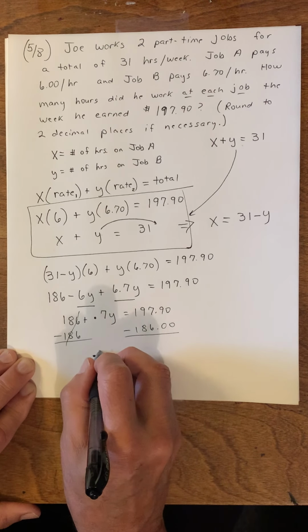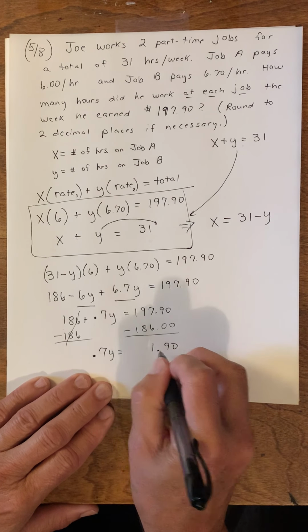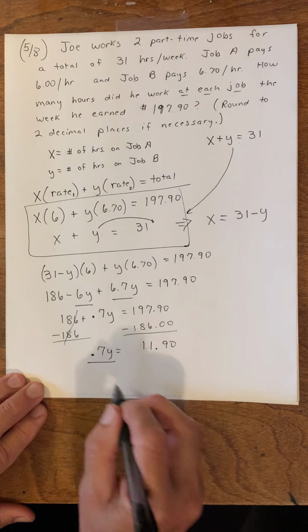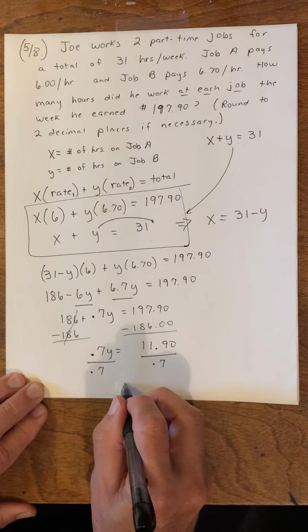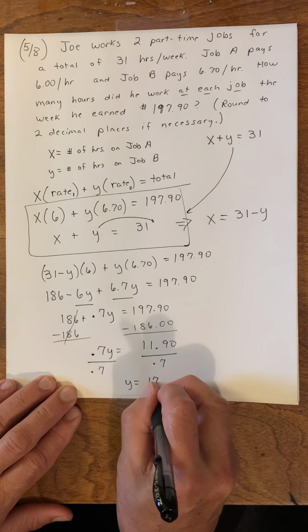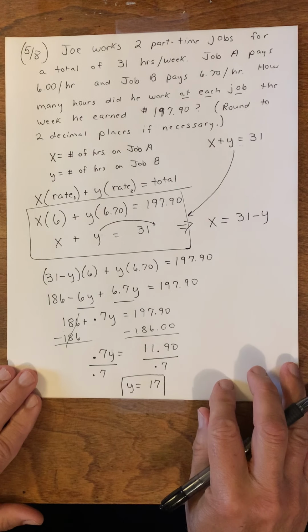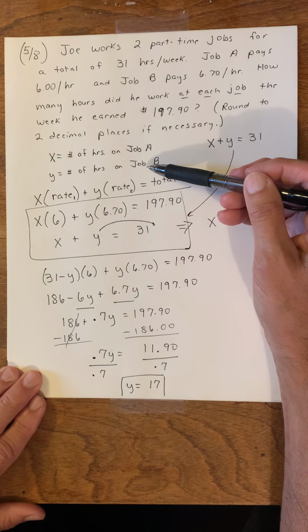I get 0.7y is 11.90. And I'm going to divide both sides by 0.7. I find out that y is, hang on a second, 11.9 divided by 0.7. Wonderful, I get a whole number, 17. That tells me that Joe works 17 hours at job B.